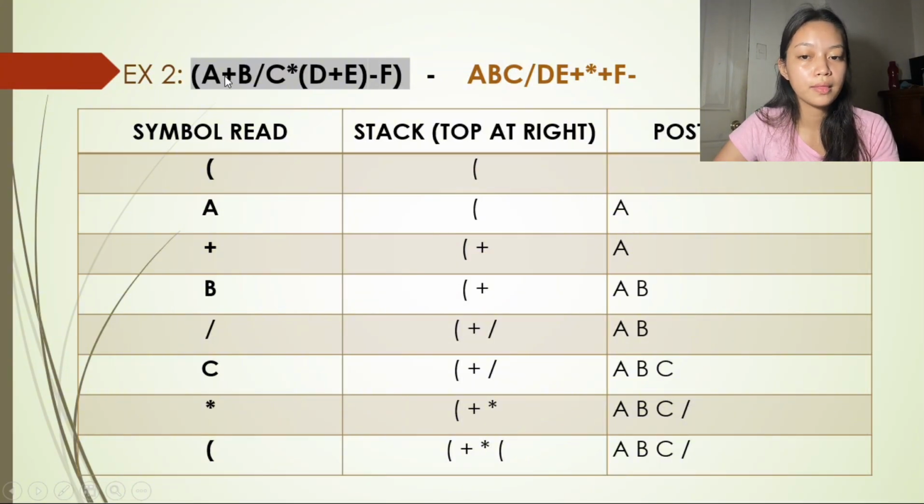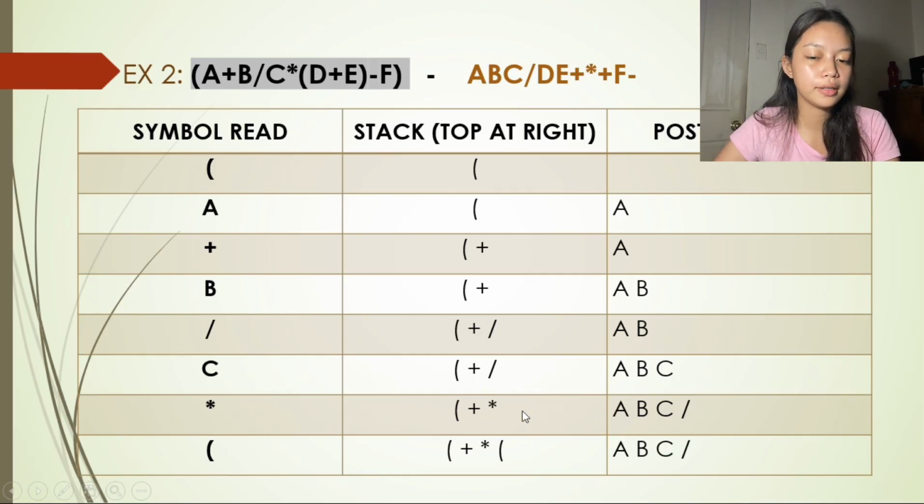Next, plus or addition. The addition goes in the stack. Copy the former open parenthesis, then add the addition, and copy the previous postfix. Next, B. Put B here, just copy. Divide or division, so put it here. Next is C. Put C here.